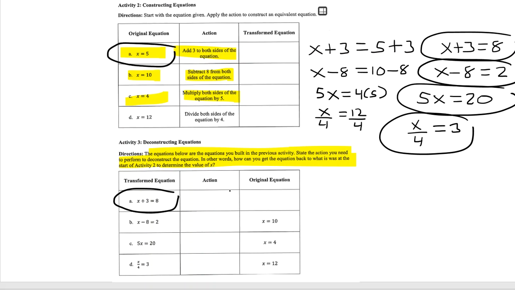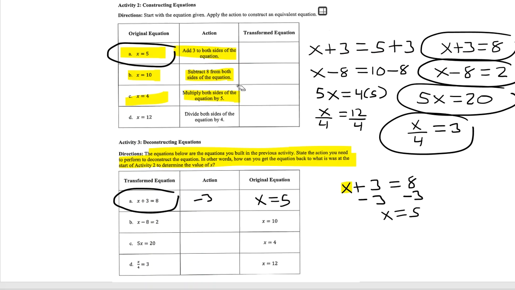Okay, so in order to do that, we're going to have to take the x plus 3, and if we want it to be back to just being an x, that means we're going to have to subtract 3 from both sides so that we're left with x equals 5 for the original equation. Okay, so the action was to subtract 3.